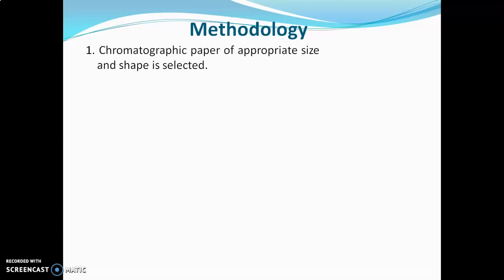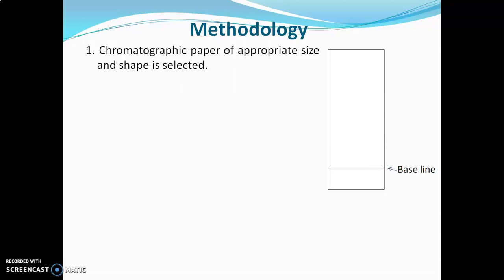Now we'll see methodology of paper chromatography in short. Chromatographic paper of appropriate size and shape is selected. Now we can perform paper chromatography on simple filter paper, but it will give poor separation, and that's why chromatographic paper like Whatman chromatographic paper or Whatman filter paper can be selected. Appropriate size and shape paper is selected.